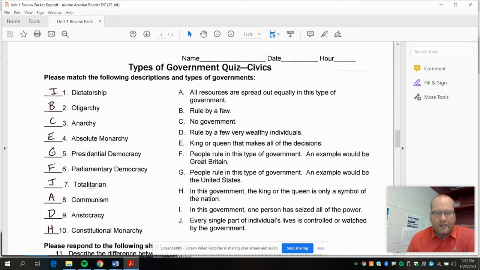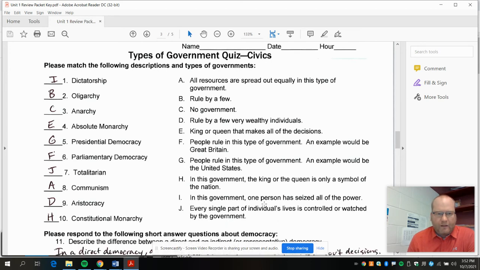Number 7, totalitarian would have been J. Every single part of an individual's life is controlled or watched by the government. Number 8, communism was A. All resources are spread out equally in this type of government. And number 9 was aristocracy, or D. Rule by a few very wealthy individuals. And lastly, number 10 was a constitutional monarchy, which would have been H. In this government, the king or the queen is only a symbol of the nation.